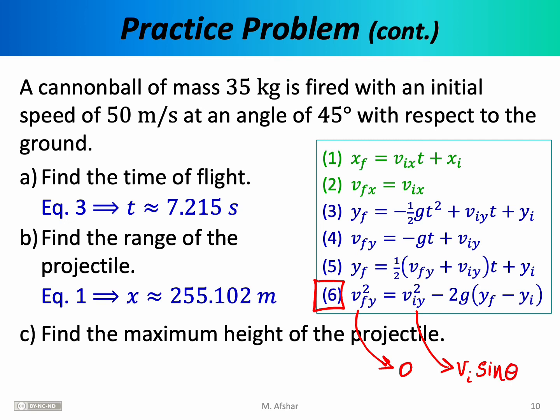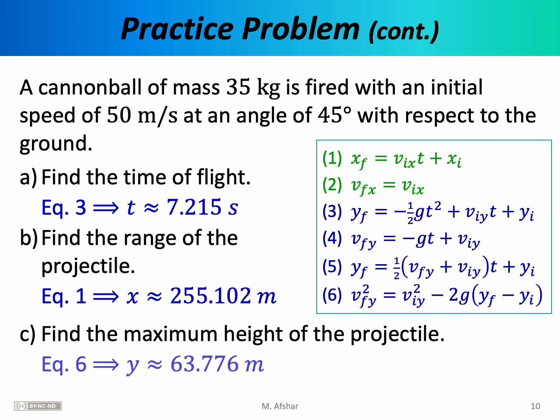Don't forget to square the whole thing. We know what g is. That's 9.8. We know y initial is 0. So the only thing we don't know in this equation is y final. And y final is exactly what we want. It is the maximum height of the projectile. So plug the numbers in and solve for yf. With a little bit of algebra, you should be able to find that the maximum height of this projectile is 63.776 meters.